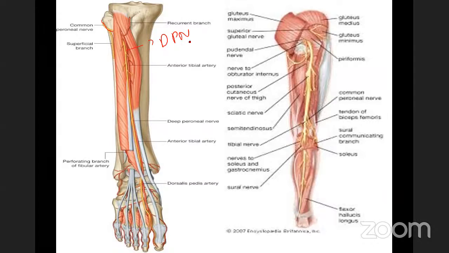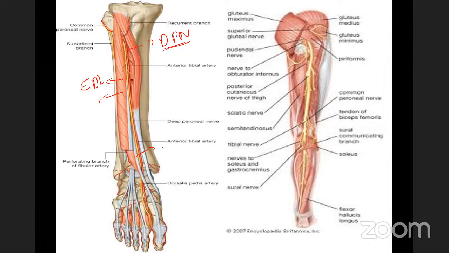So the deep peroneal nerve pierces a muscle in order to enter the anterior compartment. This muscle is called extensor digitorum longus. So this is an MCQ question. Please pay attention. Now the deep peroneal nerve is in the anterior compartment in between extensor digitorum longus and the extensor hallucis longus. This is the MCQ question.